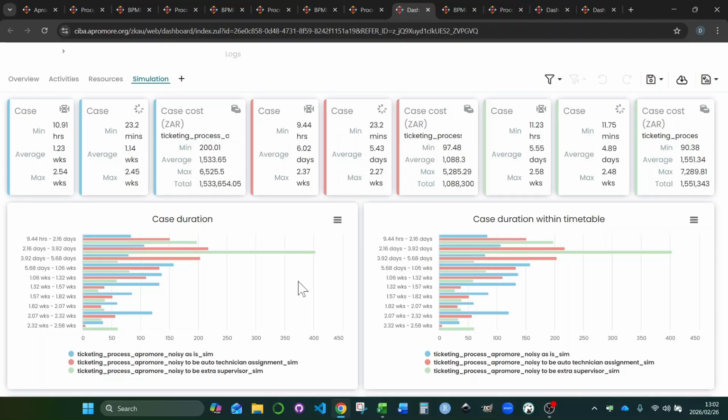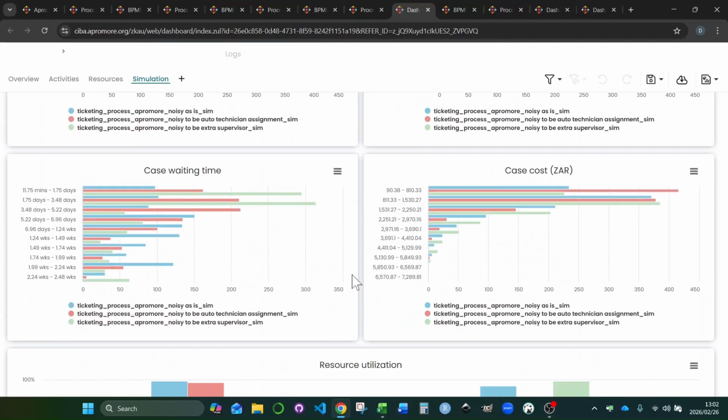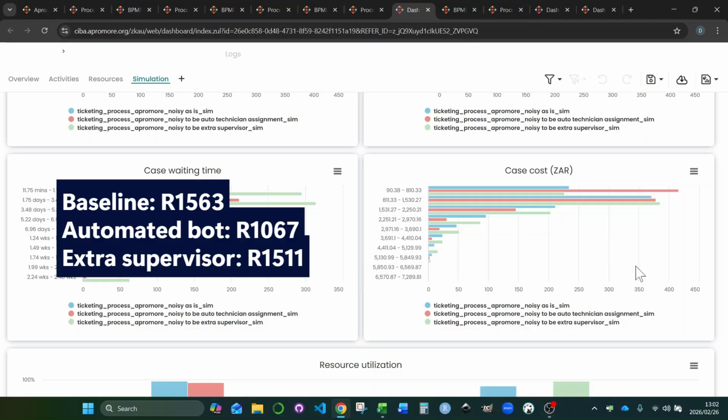Now the punchline. The extra supervisor helps with time, but it doesn't win on return on investment because of the associated costs. The simulations report average cost per case roughly as follows. Baseline as-is scenario, 1,563 Rand. Automated technician assignment simulation, 1,067 Rand. Extra supervisor simulation, 1,511 Rand.